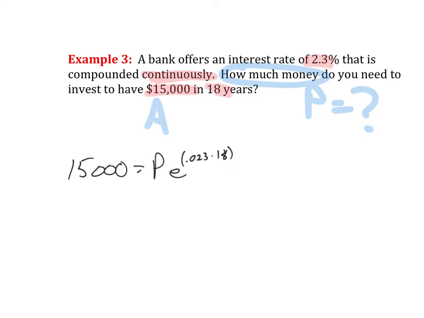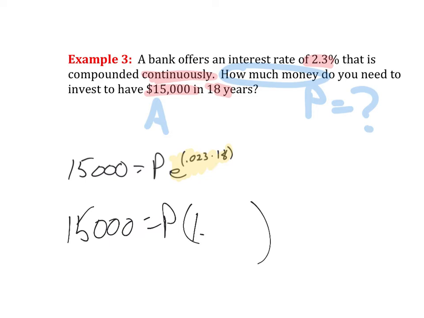All right, well, I can't really go to logarithmic form, and it wouldn't really be needed because I can actually solve this portion here. I can put that part into my calculator. So let's see, I'd have 15,000 equals P times, what is e to the 0.023 times 18? That'd be 1.5129.